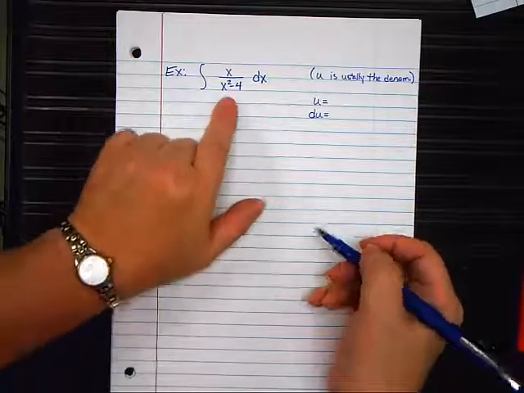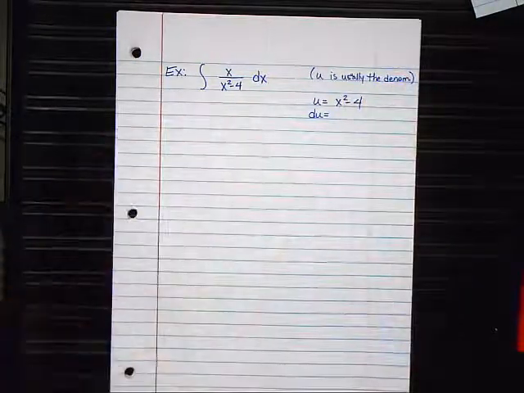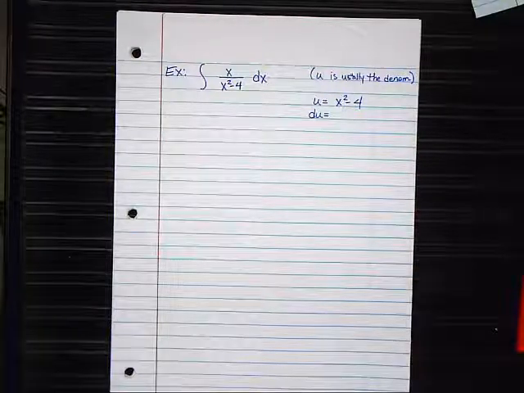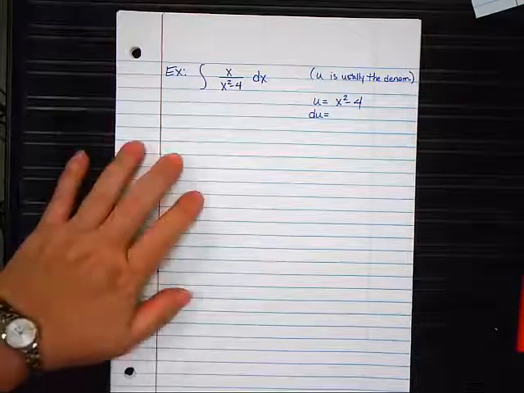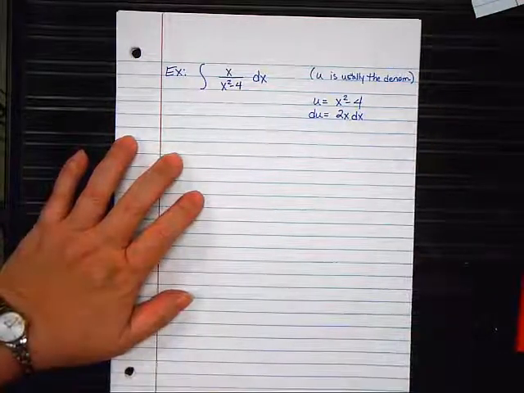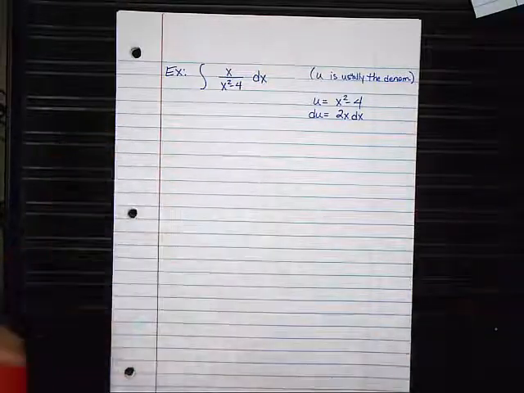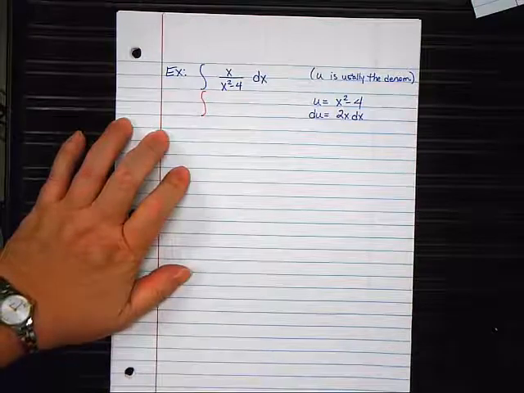Okay, u is the denominator, x squared minus 4. That's usually where you want to start guessing. Sometimes it is a guess, sometimes it's obvious. What is du? What's the derivative of that? 2x dx. All right, so now we're going to switch colors. We're going to draw our new integral.